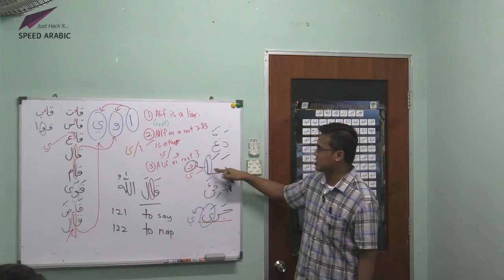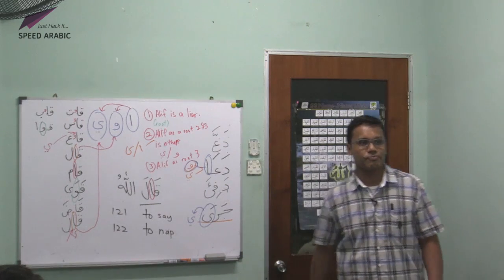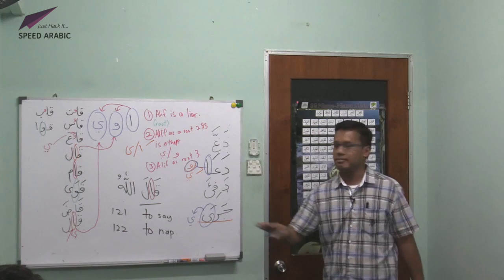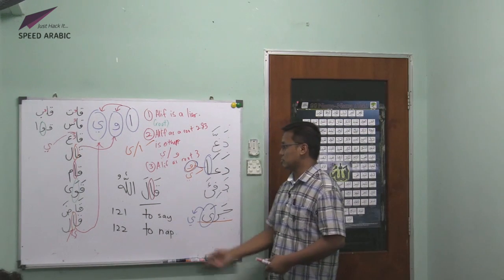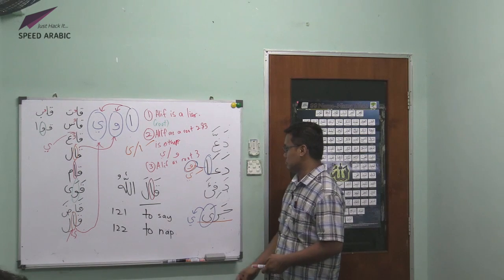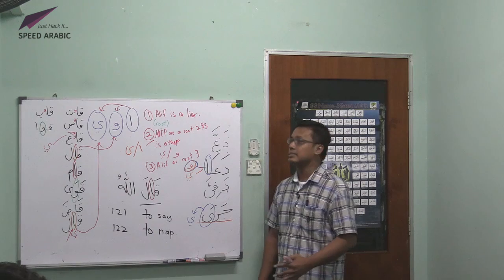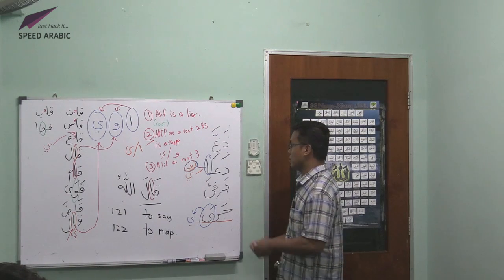When the alif is straight, it's waw. When the alif is crooked, it's ya. So what you're trying to say is that alif can always change? It cannot be alif, it has to be waw or ya. Yes, you don't know alif, it's either waw or ya.